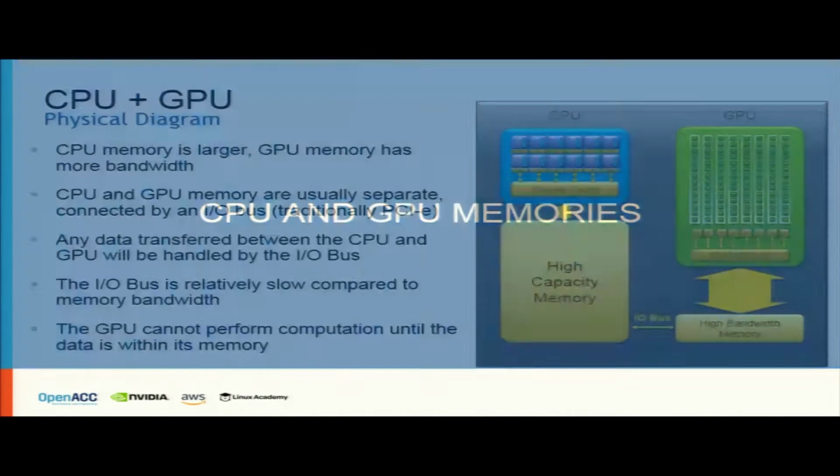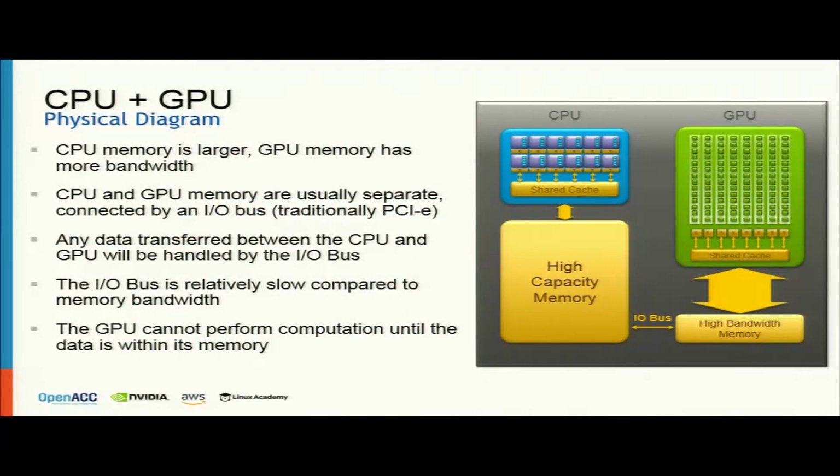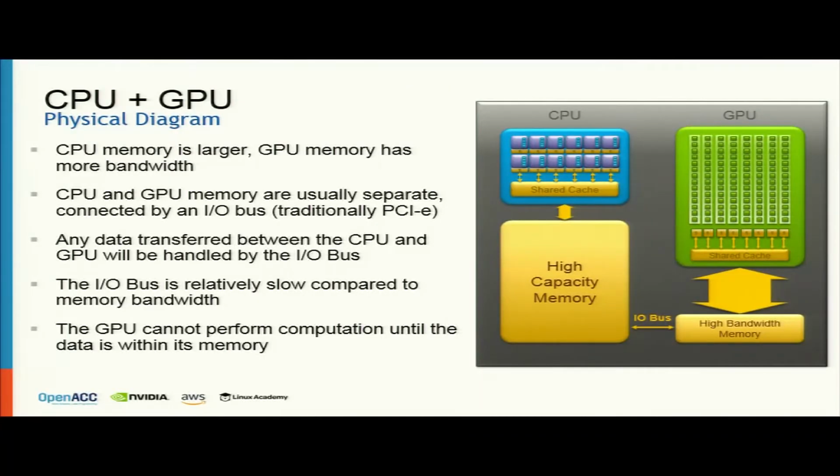So as we said last time, CPU and GPU are basically two different architectures. Both of them have different kinds of memory. One is a high capacity memory, another is a high bandwidth memory. GPU memory is smaller, but it is very, very high bandwidth. We have seen in Volta, we have around 900 gigabytes per second.